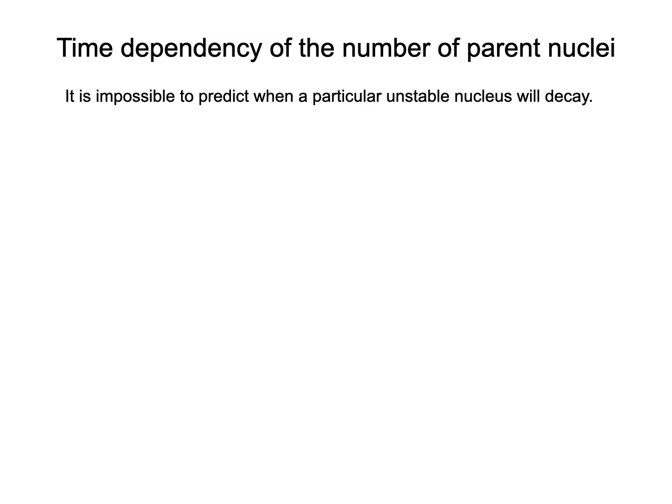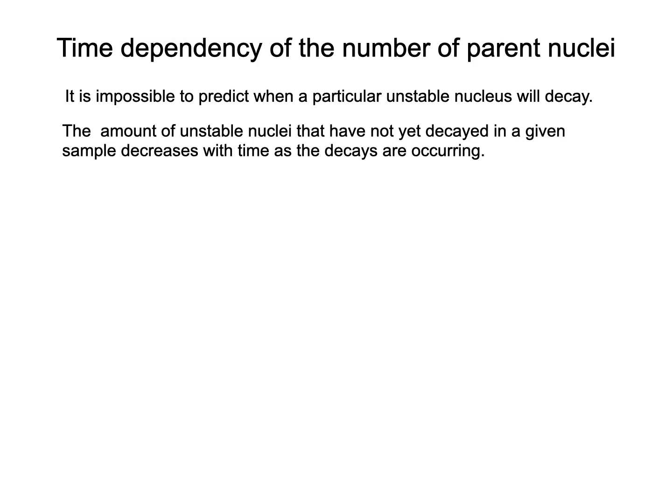There is no way of knowing when a given nucleus will decay. You can only try to characterize the overall behavior of a large number of nuclei. For a given sample, while the radioactive decays are going on, the number of parent nuclei will be decreasing. But this decrease is not linear with time. The sample does not lose the same amount of parent nuclei per second.